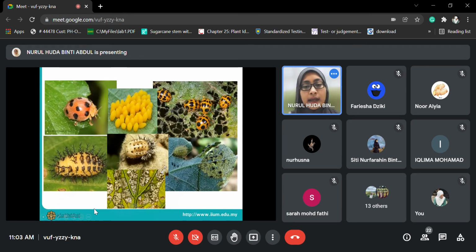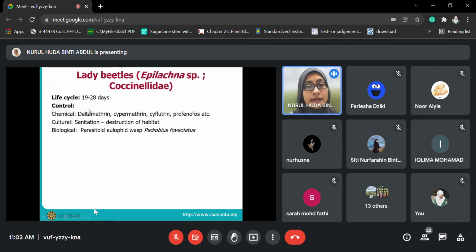Okay, this is the pupae, and the damage, as you can see here, it eats the underside of the leaf, the parenchyma. So it will leave the upper part, which looks seemingly transparent, like glass. Okay. This last picture also shows the larvae of this Epilachna. So the life cycle is shorter than the Aulacophora earlier, around 19 to 28 days. You can use the same chemicals like deltamethrin, cypermethrin, cyfluthrin, to control these insects.